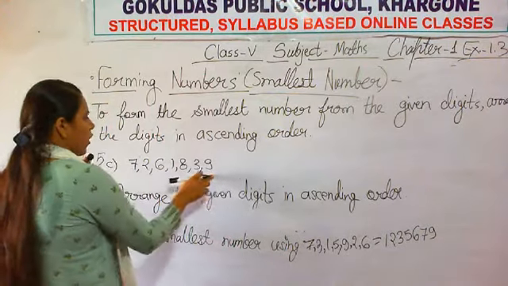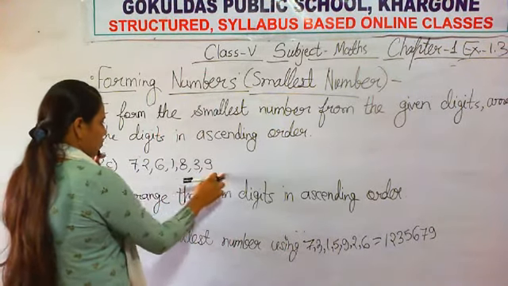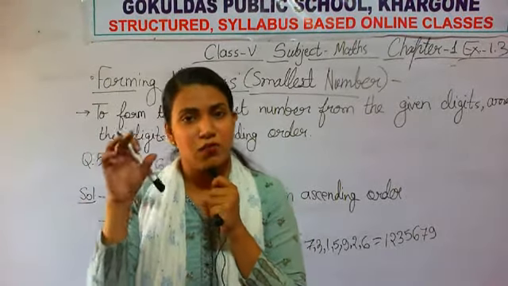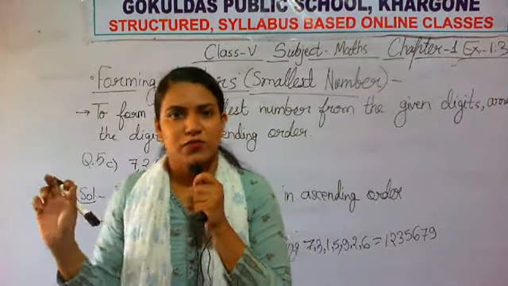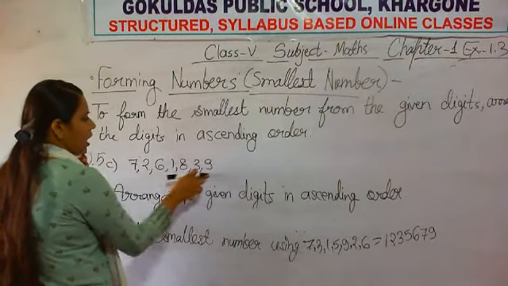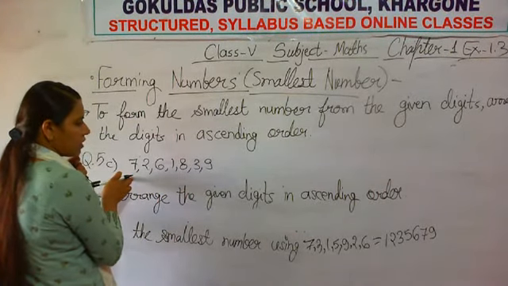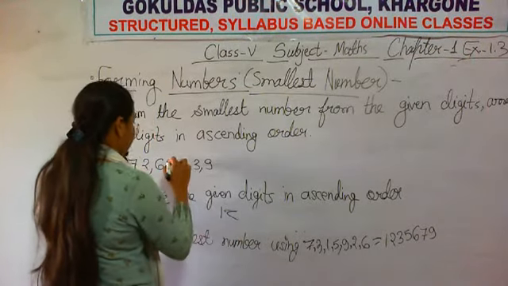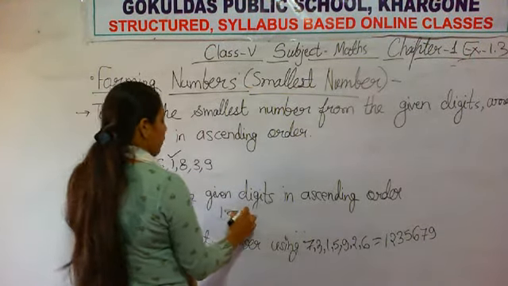So when you find which is the smallest in ascending order, how you arrange the numbers? The smallest number comes at first place. So start arranging with me. Among these, which one is the smallest digit? 1 is the smallest, so write 1. Then after 1, 2 comes, so write 2.